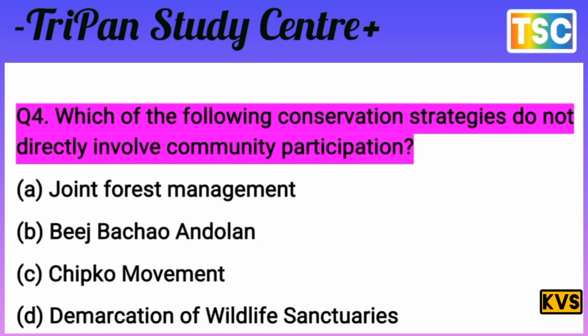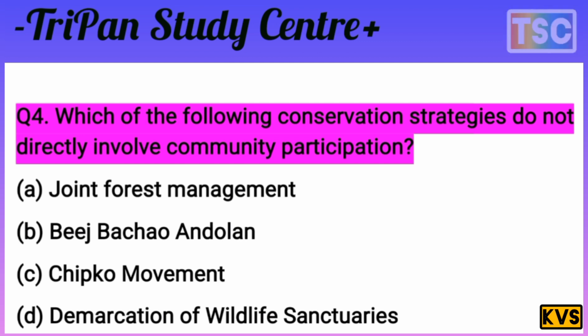The next question here: which of the following conservation strategies does not directly involve community participation? You know that's an important question. The options here: A, joint forest management; B, Bees Bachao Andolan; C, Chipko movement; and D, demarcation of wildlife sanctuary. The option is great here, and the question is also important. I will give you a few seconds to test your knowledge first of all.